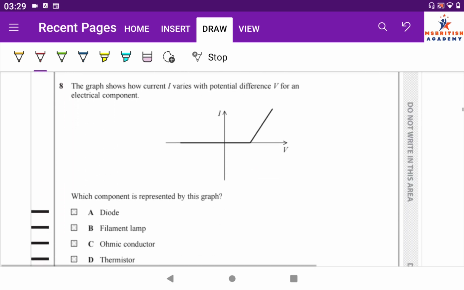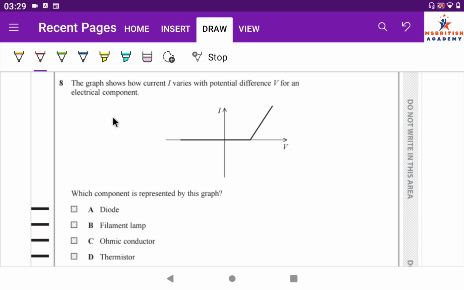Now question number 8. The graph shows how current I varies with potential difference V for an electrical component. Which component is represented by this graph? A. Diode, filament lamp, ohmic conductor, or thermistor.